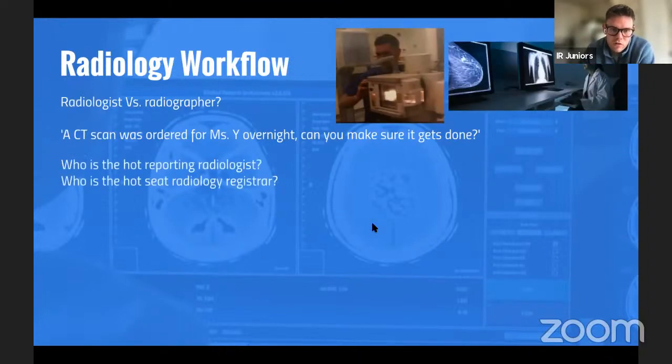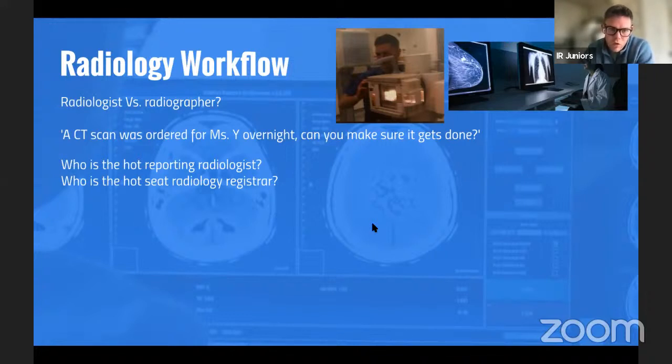So there's just two pictures of a radiographer and a radiologist. Who is the hot reporting radiologist and who's the hot seat radiology registrar? These are two important people to know, and it may vary slightly, obviously, depending on what hospital you get into. The hot seat radiology registrar is the person that you're going to have most of your discussions with regard to referring patients for imaging.